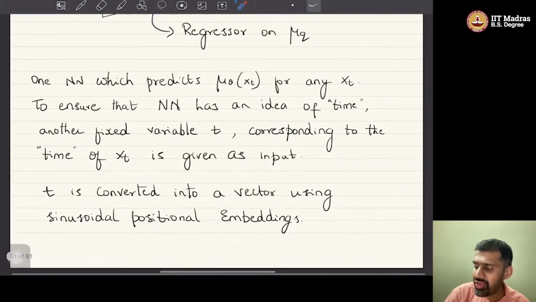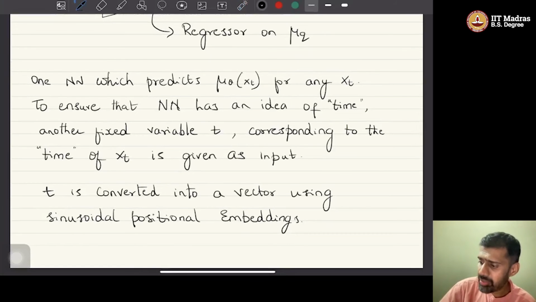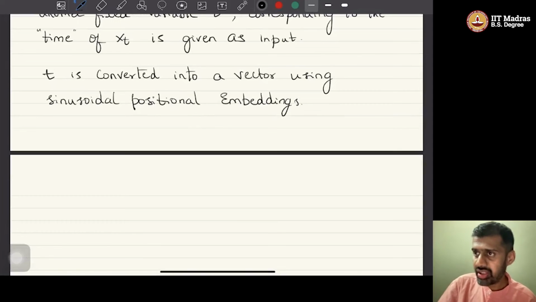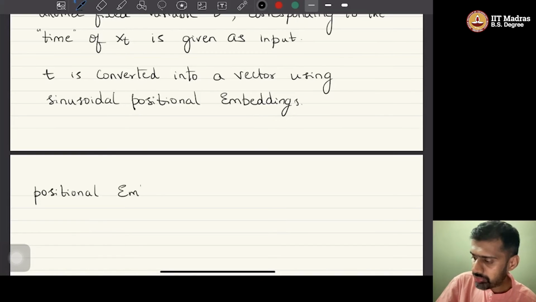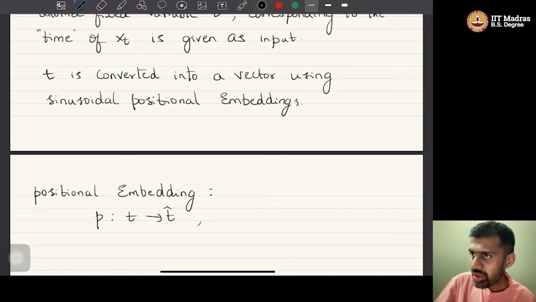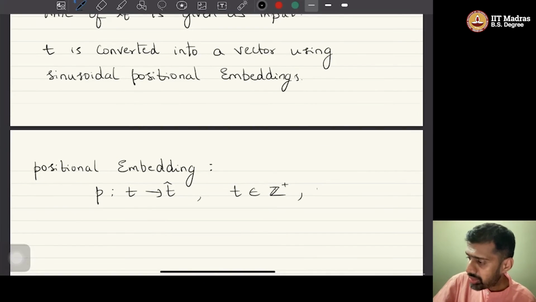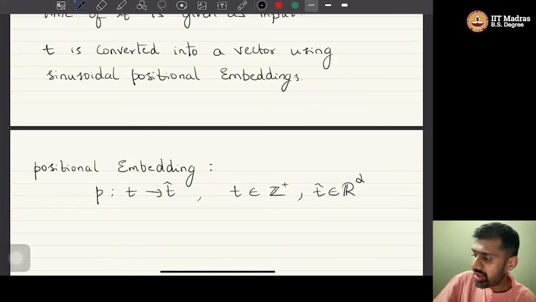Now the question is, t is a fixed scalar variable and we need to convert that into a vector. So how is that done? That is done by using a function called positional embedding. Basically, positional embedding is simply a function p that takes t and produces a vector t cap. Now t, as we know, is a scalar which is a positive integer, where t cap is a real valued vector in d dimension. So it converts a scalar which is a positive integer into a d dimensional vector.